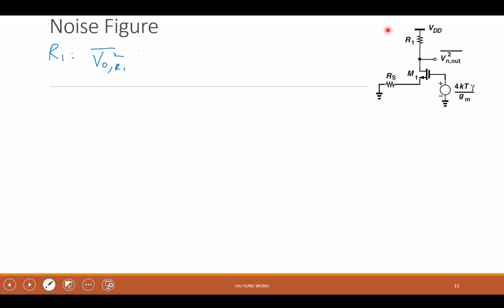VDD is grounded, right? And then this is grounded. So this is open circuit. Just try to draw the small signal. Because this is grounded and there's no AC current, you draw it, you define it's grounded. So this is just equal to 4kT R1. That's it.